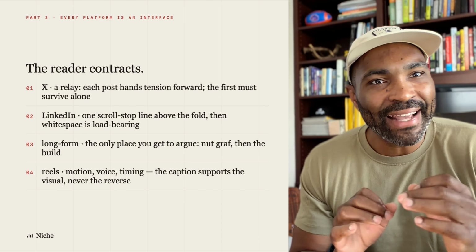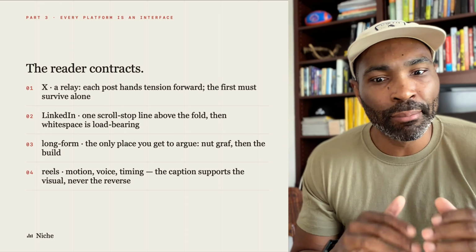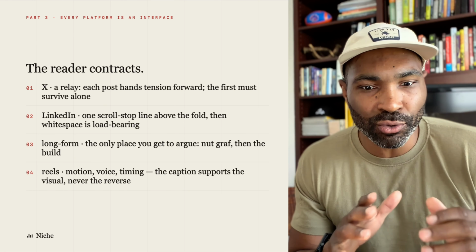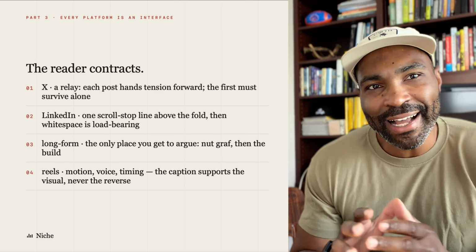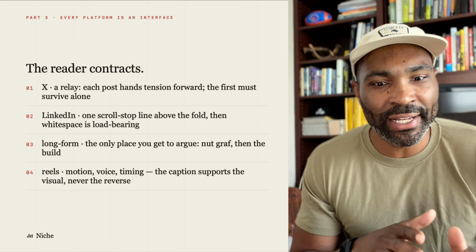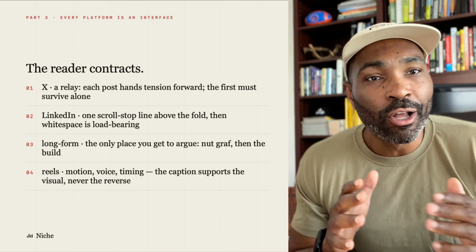But LinkedIn is a little bit different, right? It's more of a professional audience. It might be some of your peers and colleagues from your day job. You've got that one line above the fold. You got a scroll stopping line first, and then it kind of breathes a little bit, and you got white space.